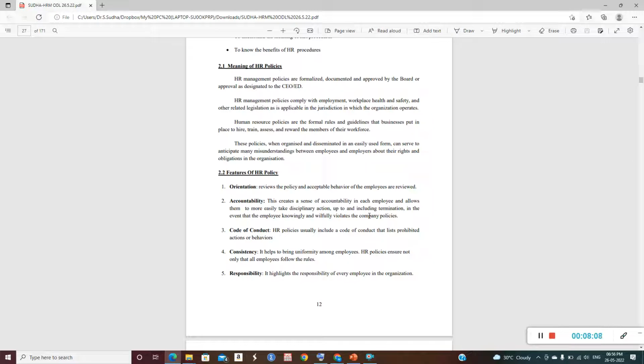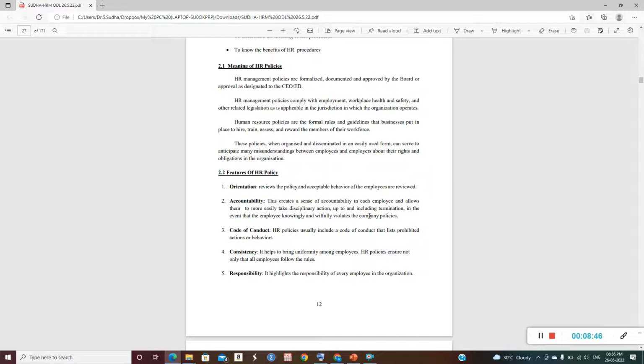So what are they? When you talk about the formalization process, it is a complicated process, but still you need to provide a lot of understanding and clarity for them. So orientation reviews the policies and acceptable behavior of the employees. Second, HR policies talk about accountability and responsibility. This creates a sense of accountability in each and every employee and allows disciplinary action, including termination, in the event that an employee knowingly and willfully violates the company policies.